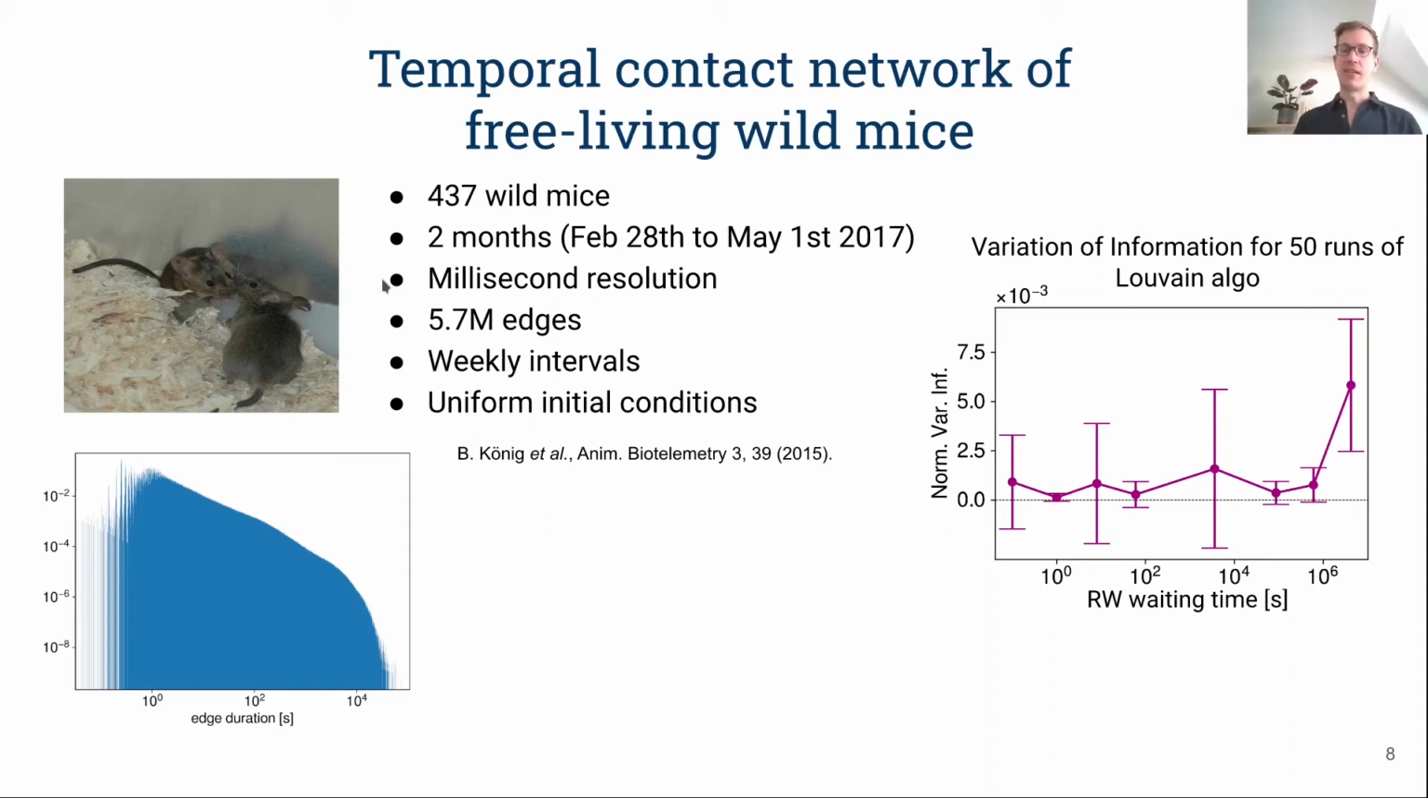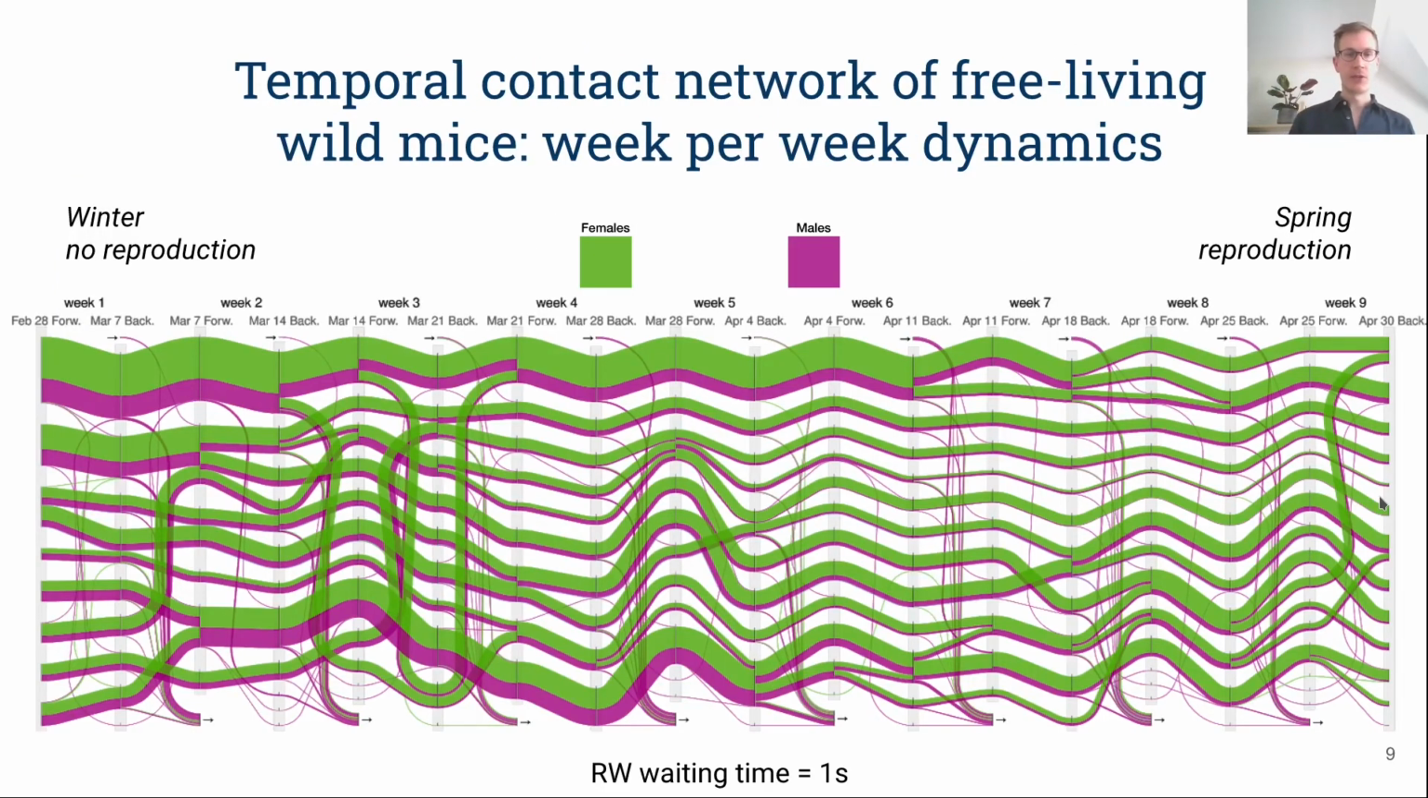Then we can run that many times and look at the variation of information of the partition that we find. And when we have minima of the variation of information, it actually means that we are looking at robust dynamic scales in this system. So here, just to show you an example, if we look at a random walk waiting time scale of 1 second, we find this evolution where we have here for each week the forward and the backward partition.